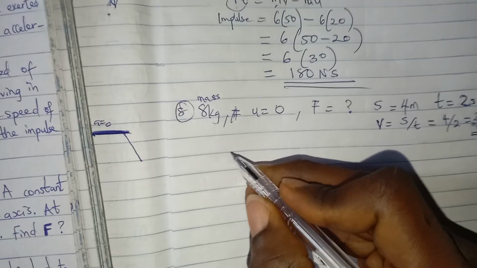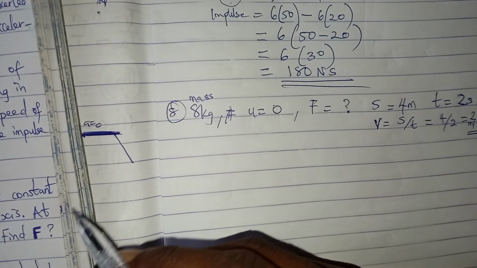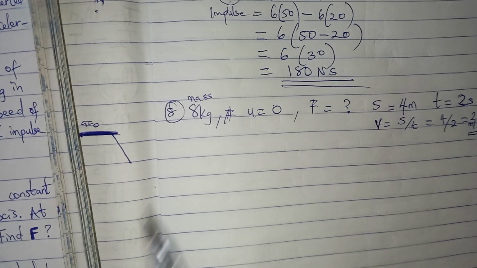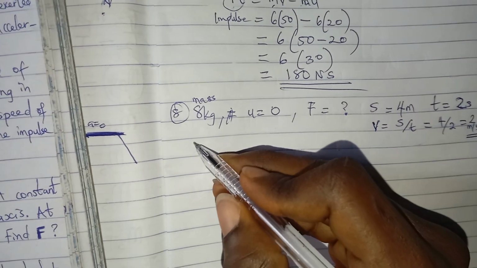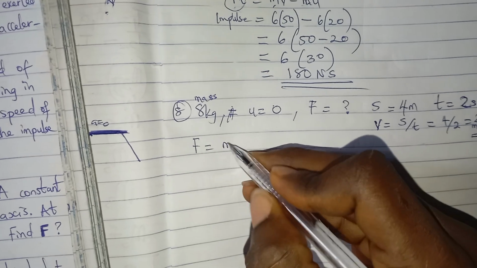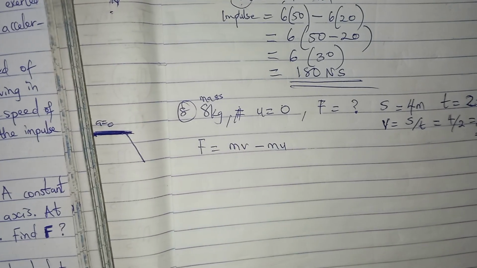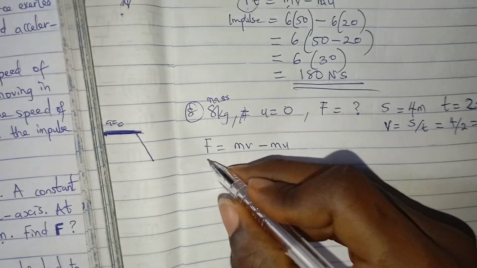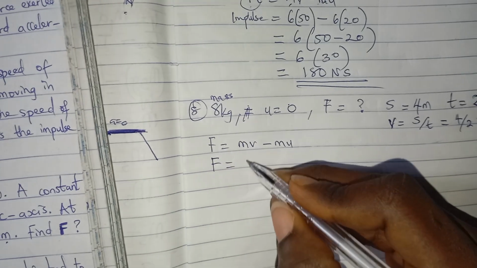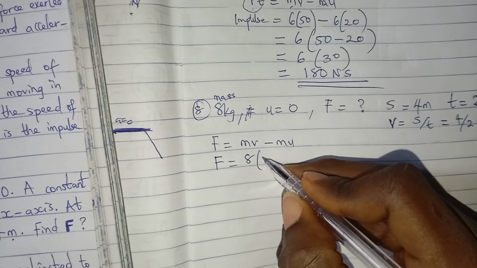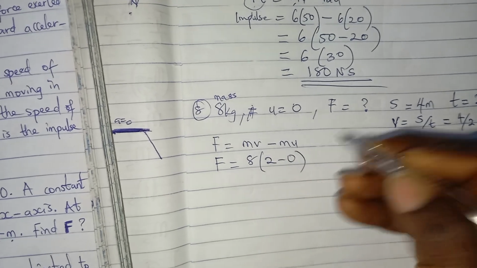So that means you remember that F is equal to MA. But there's no A given to me here. But I can simply remember that F is also equal to MV minus MU. Is it not true? Yes. So I can simply have M to be equal to 8, then V is 2 minus 0. Should be?